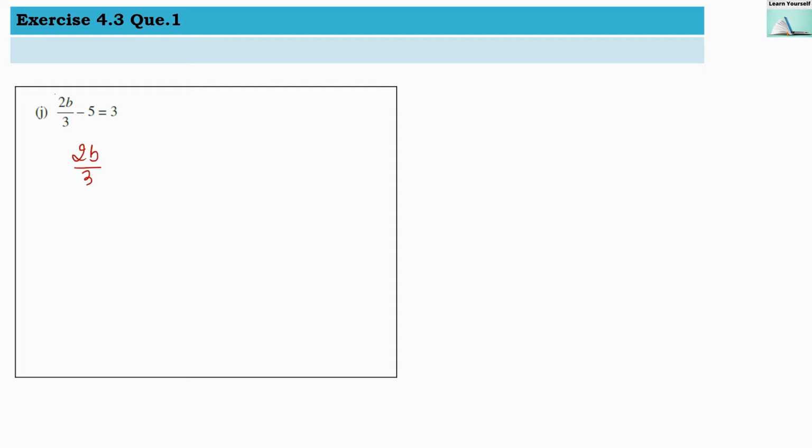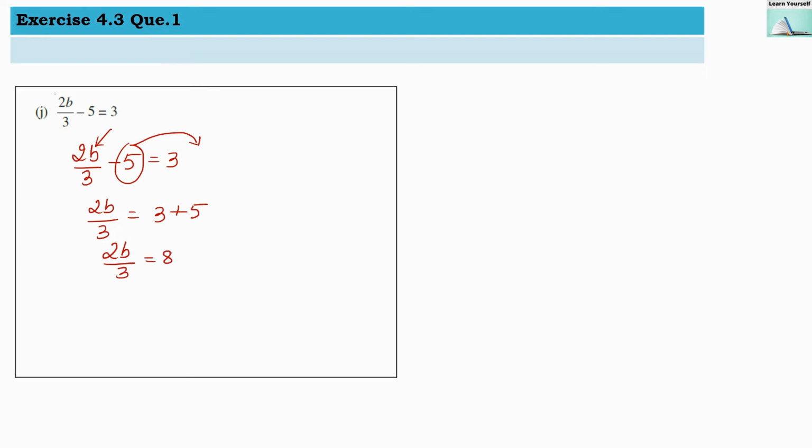Our equation J is 2b by 3 or 2 by 3b minus 5 equals to 3. So to separate this variable b, let us shift this minus 5 towards other side. So we will get 2b by 3 equals to 3 plus 5. Because it is negative, it will become positive once it will change the side. So we will get here 2b by 3 equals to 8.